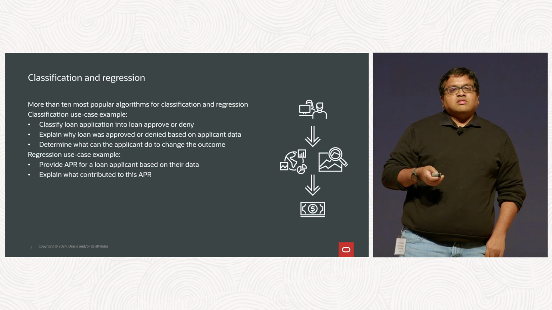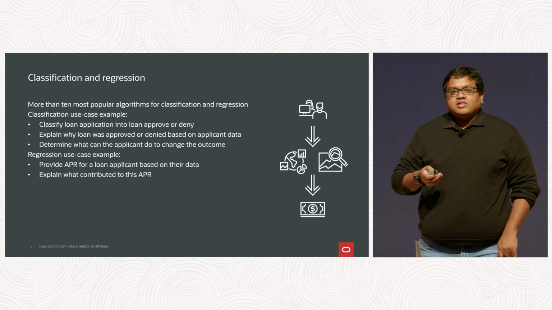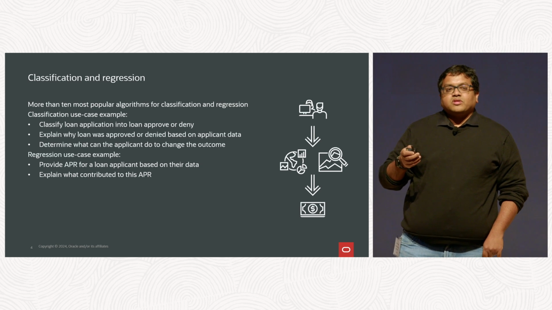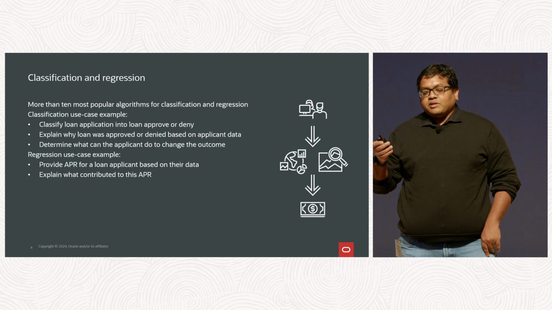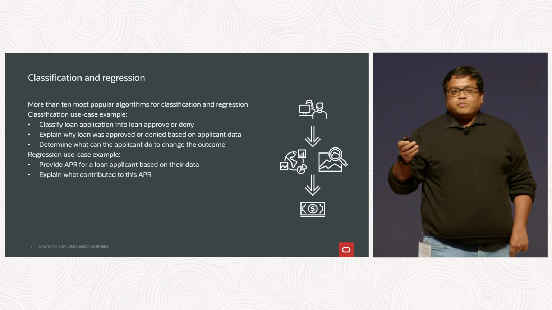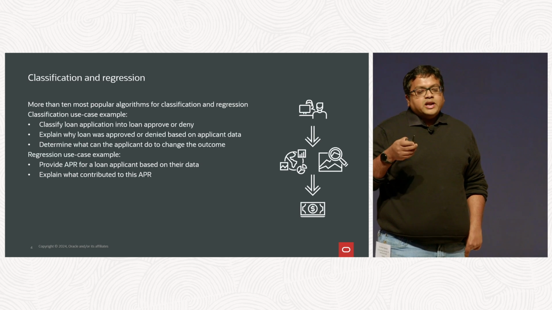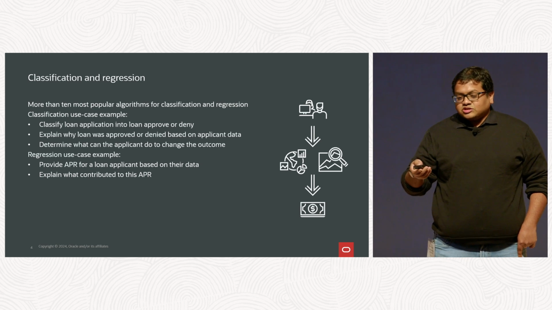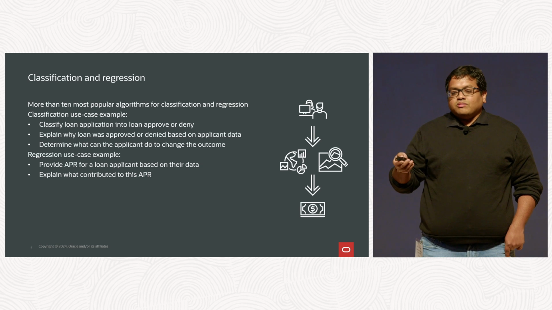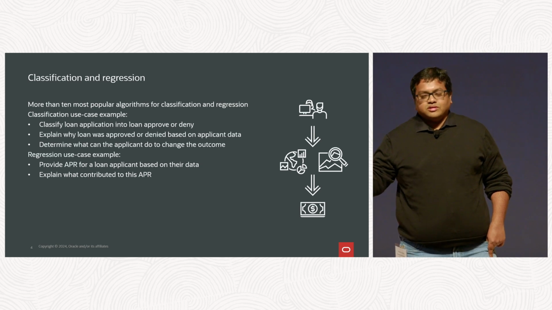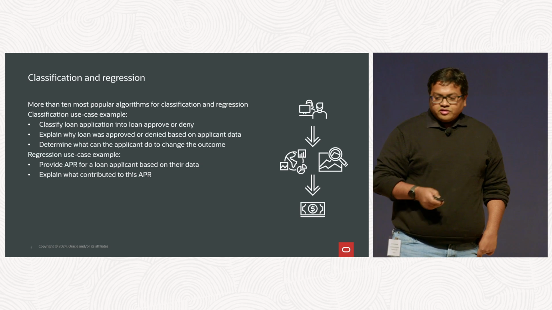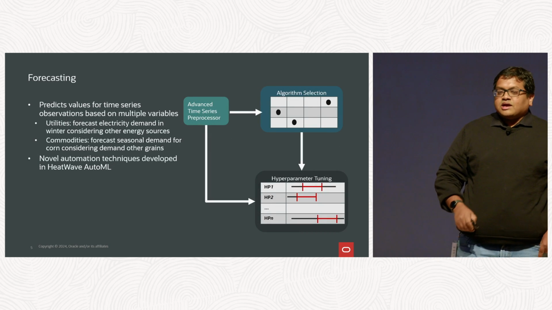The second class of use cases is regression. For regression, you are predicting a real value. So a real value means I want to predict, let's say, the stock price, or the interest rate, or, one of our actual use cases, how many days it will take for a client to default on their loan. So that's regression. Next comes forecasting.